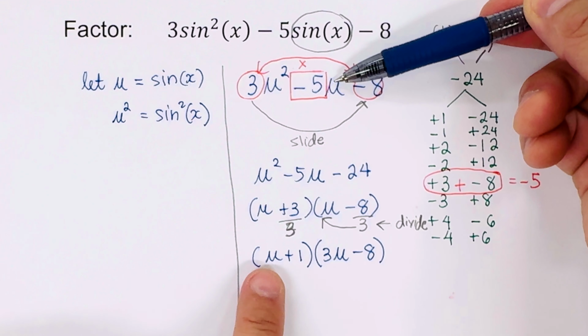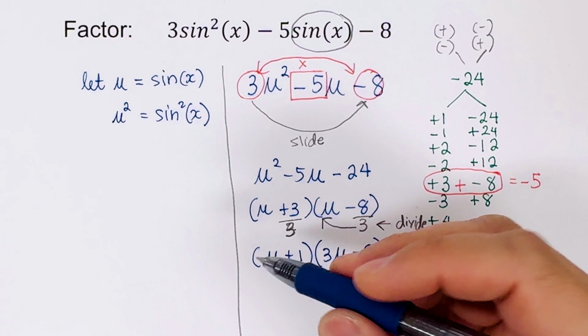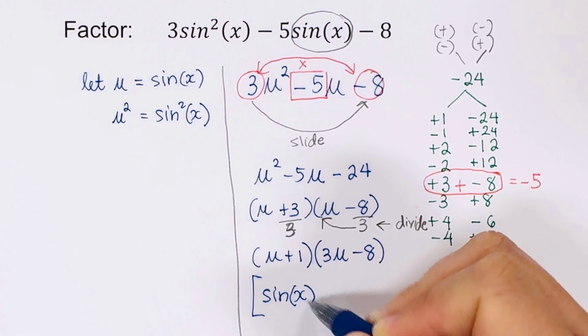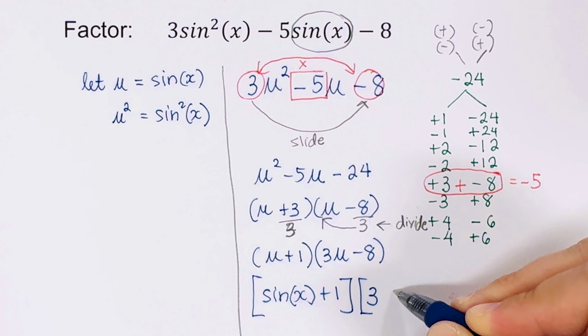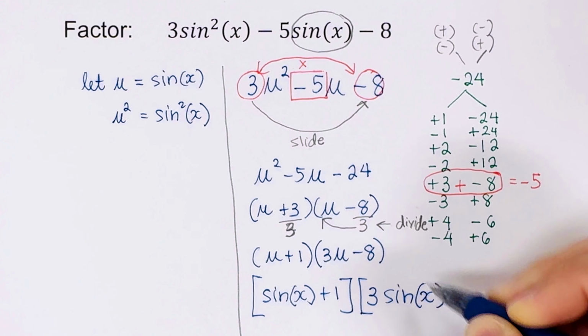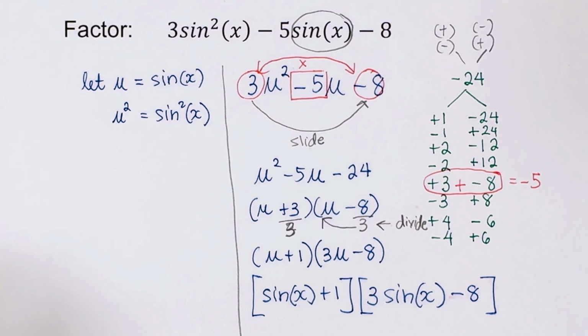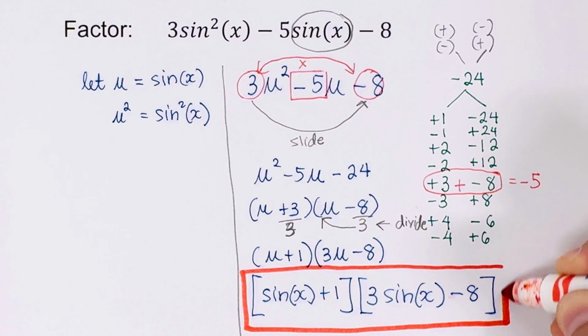Now, since we said that u was equal to sine x, we're going to plug the sine x back into the u. So our equation would come out as sine of x, which was the u, plus 1, times 3 sine of x, which was the u, minus 8. So this is the factored form for that given expression that we have up there. So that is how we factor using substitution.